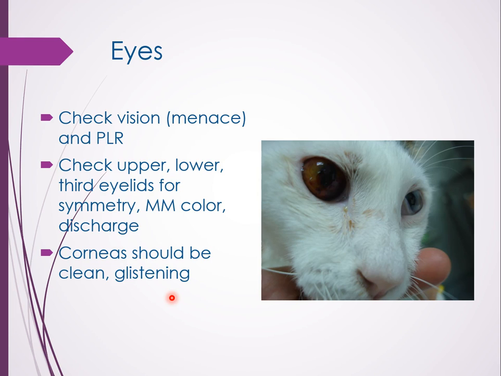A healthy cornea should be clean and very glistening. So that's why I say you have to expose yourself and see, as much as you can, normal eyes, in order for you to detect, hey, that eye is not normal, something is wrong.